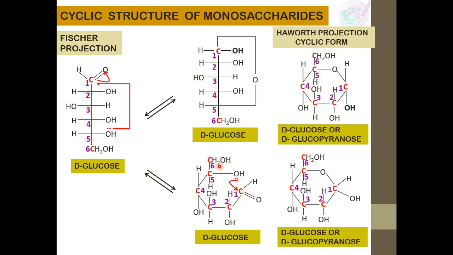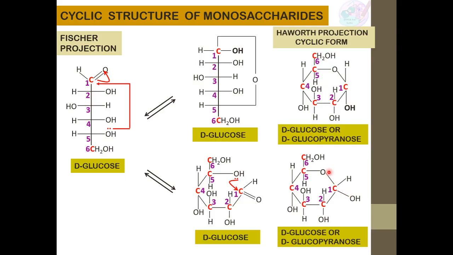This is another type of representation. So you can first make this structure, place this lone pair here, and this will attack here and make a bond between them. This O now becomes the cyclic ring O, and then this O is converted to OH.